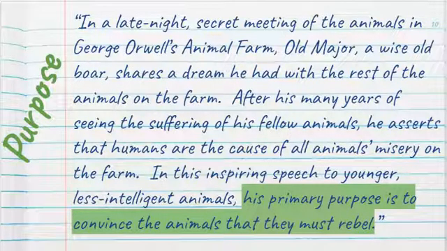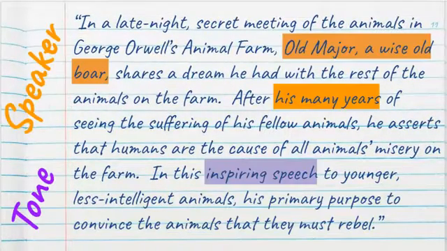If the purpose is not given to you, though, the easiest way to determine an author's purpose is to answer this question. What does the author want his or her audience to do or feel after reading or hearing this piece? The answer to that question is the author's purpose. And in this case, Old Major's primary purpose was to convince the animals that they must rebel.